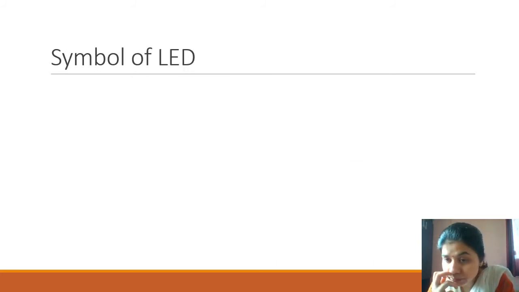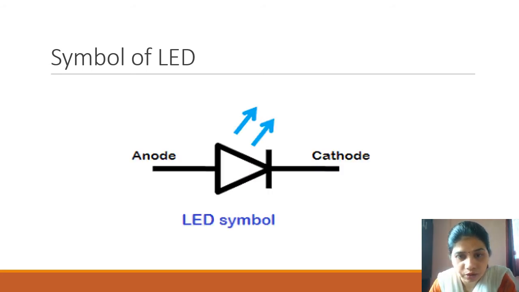So that was the simple operating principle of an LED. Now, the symbol of the LED I have already shown to you. This is the simple symbol. You just have to remember that the arrows must be in the outward direction.